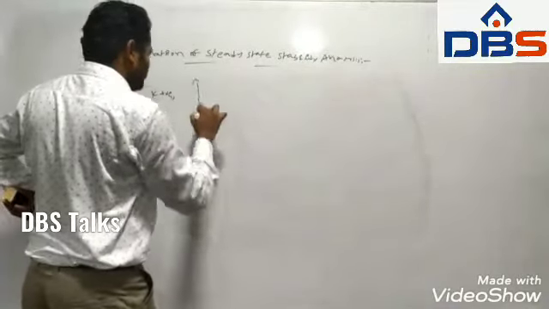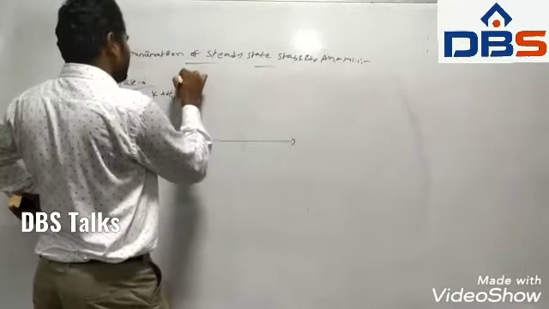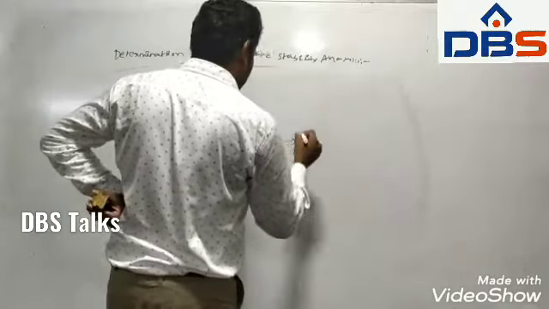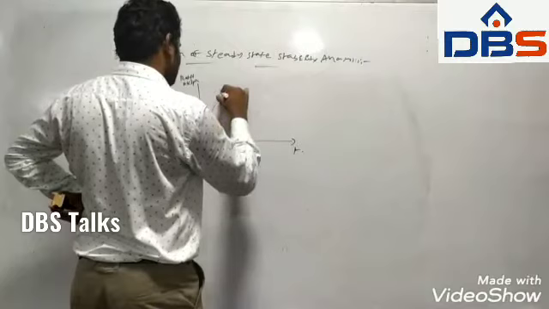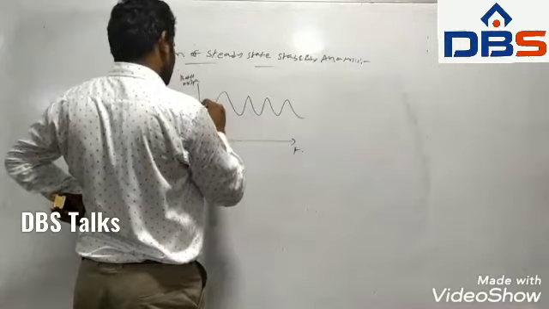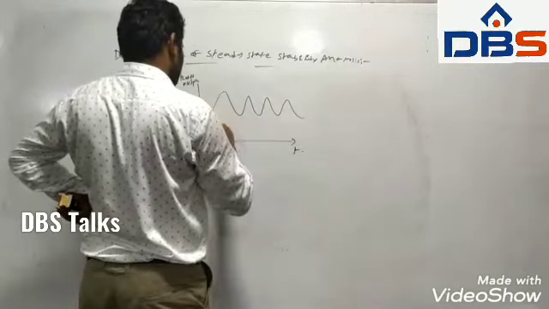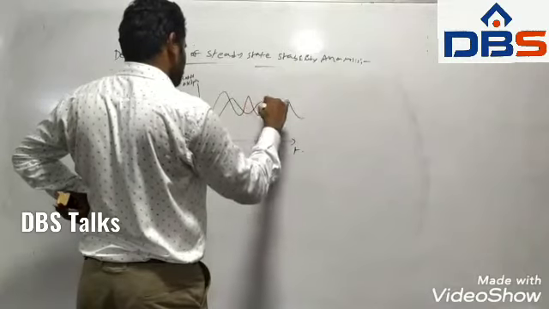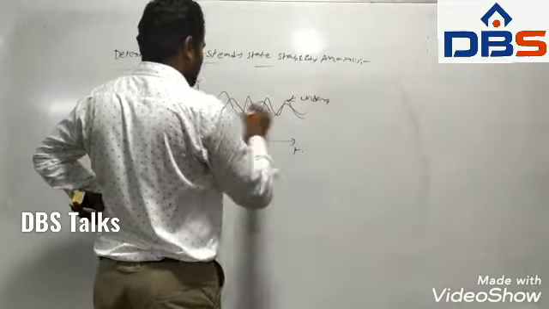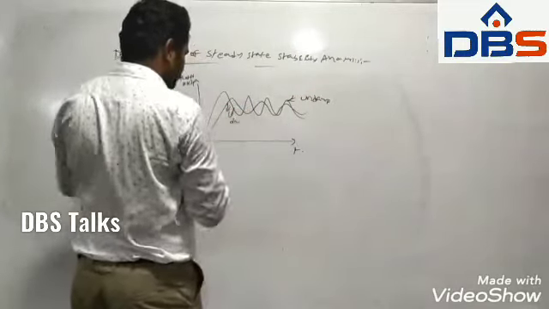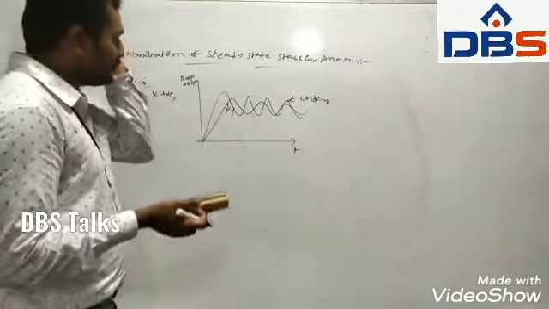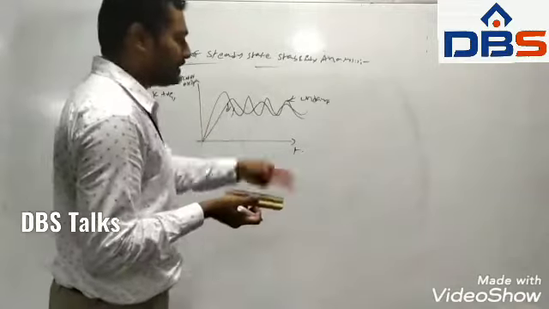Here I am taking one graphical representation, with rotor oscillations against time t. This is the undamped system and this is the damped system. By introducing damper winding, we can damp out the oscillations as time becomes infinite.